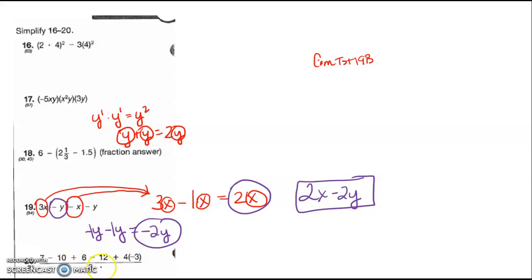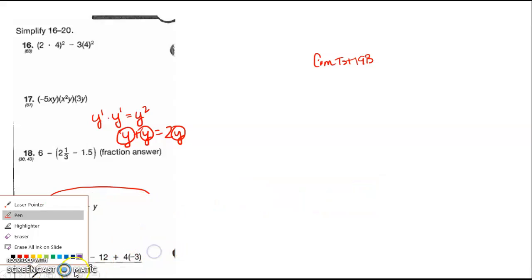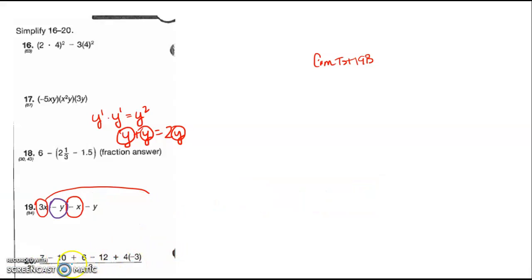Let me erase a little bit, and we'll do 20. Okay, let me see if I can change the color here. Okay, so 20, I'm going to rewrite this up here. 7 minus 10 plus 6 minus 12 plus 4 times negative 3 all over 3.